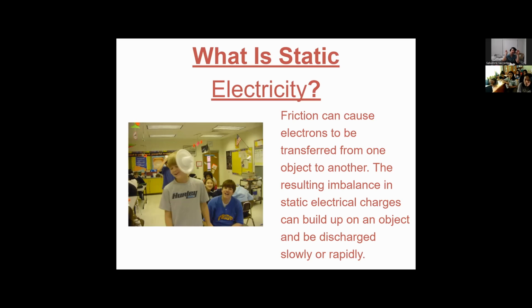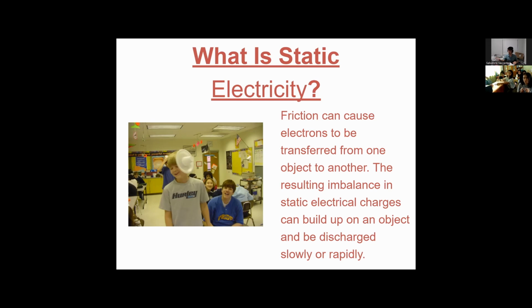The definition here, we're going to read it. Friction can cause electrons to be transferred from one object to another. The resulting imbalance in static electric charges can build up on an object and be discharged quickly or slowly. So basically, friction, which is like this, that's friction. Whenever there's two objects, you can see there's heat building up, and your hands start to get hot.